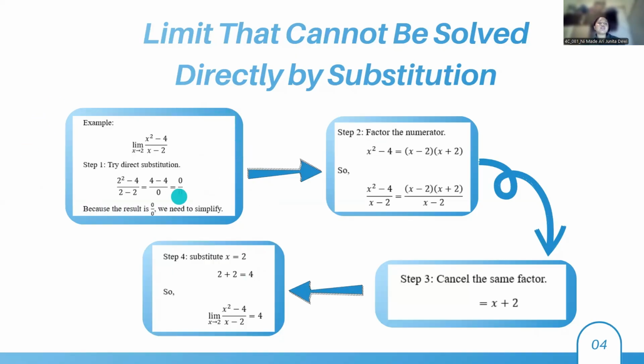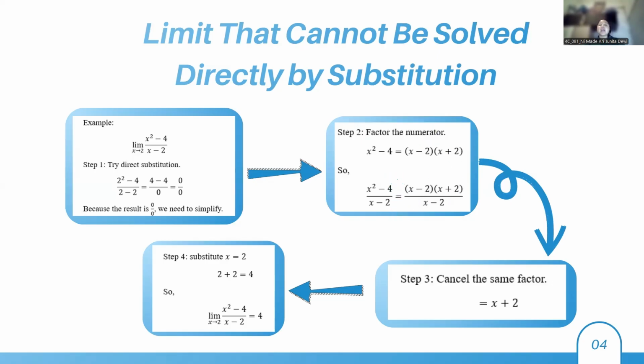Look at the screen. If we substitute x equals 2 directly, we get 0 over 0. So, we need to simplify the expression first. The numerator is x squared minus 4. This is a difference of squares because we can factor it into this one on the screen. Then the expression becomes this.